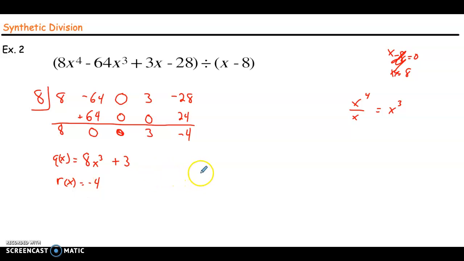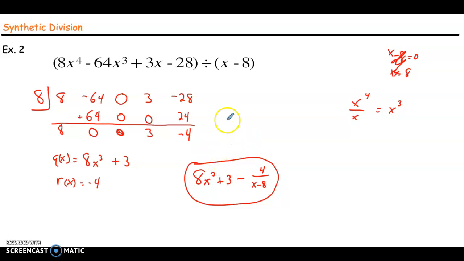So we can write it this way. Again, on your answer sheet for the worksheet, you're going to see it written like this. Our quotient, the q of x, 8x cubed plus 3. Our remainder is a negative 4, so we're going to go minus the remainder number over what we divided by, x minus 8. That's the way you're going to see the answer on the answer key. That's dividing polynomials. All kinds of different ways to go about it.